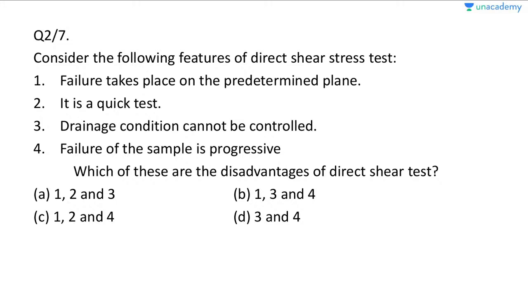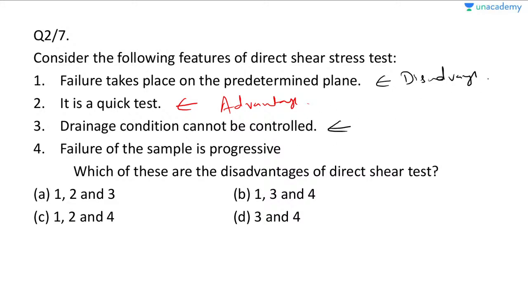These are all four statements of the direct shear test, and which of these are the disadvantages? See, it is a quick test, obviously that is not a disadvantage, it is an advantage. Failure takes place on a predetermined plane, it is a disadvantage, because originally the failure should be about the plane where the angle of obliquity is maximum, but that liberty is not there in the direct shear test. So I am going to call it a disadvantage.